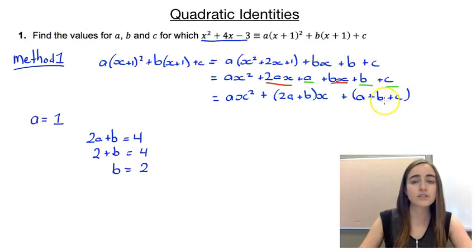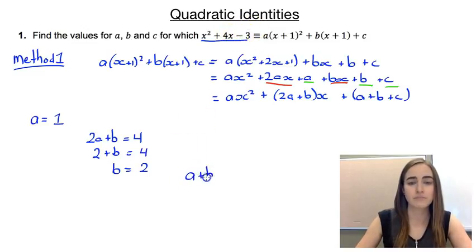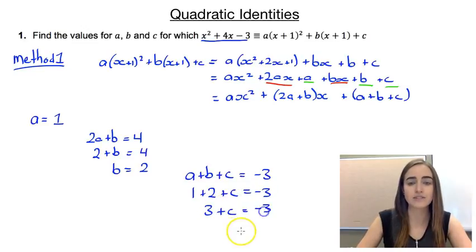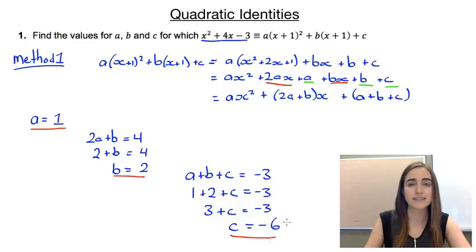Then we can do this last constant term, so we're going to have a plus b plus c is equal to minus 3. But we know that a is 1 and b is 2. So that means we've got 3 plus c equals minus 3, which means that c equals minus 6. So our solution is a equals 1, b equals 2, c equals minus 6. So that's the first way we can solve it.